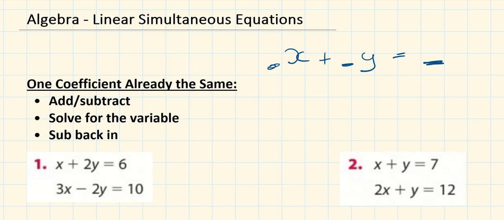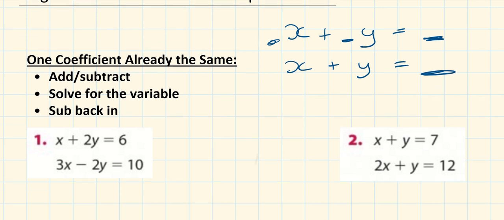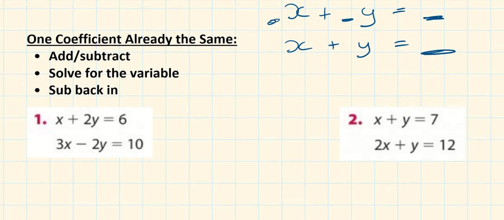And then you'll have a second one, again, x plus y equals something. Usually x and y might be a and b, might be c and d. Doesn't really matter what it is. But basically, you put them together and you want to be able to add or subtract them from each other. At its easiest level, you will already have one of the coefficients the same. Remember, the coefficient is the number that's along with the x or along with the y.